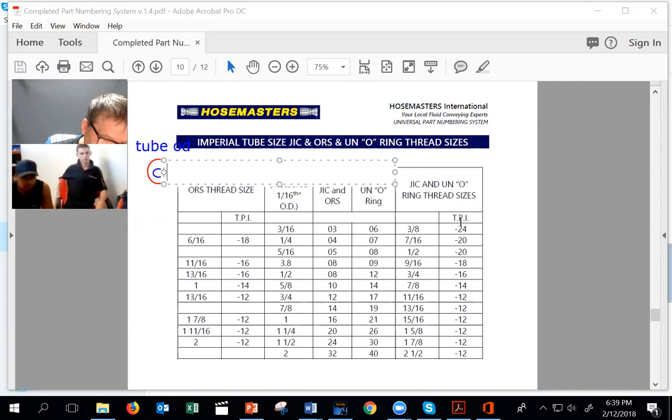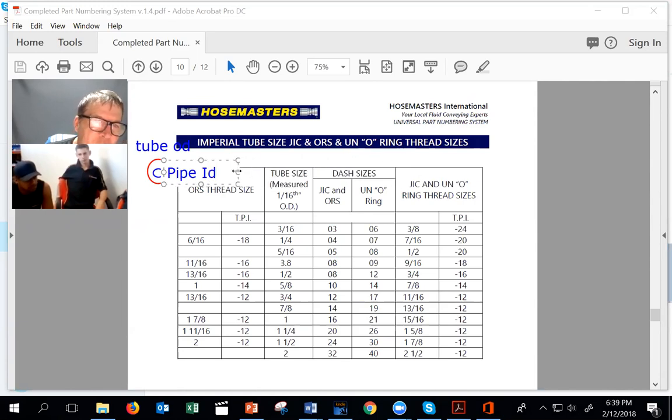So if anybody's talking pipe, it's an approximate size of the inside of the pipe. And pipes have actually been bastardized over the years. So pipe is a nominal ID. A tube is measured on the OD of the tube, the outside diameter.